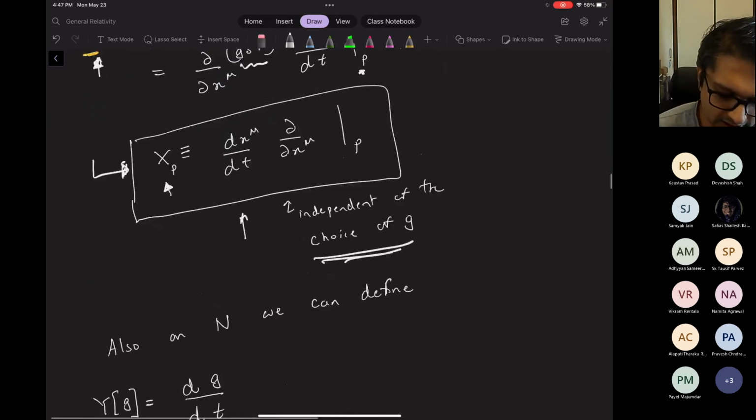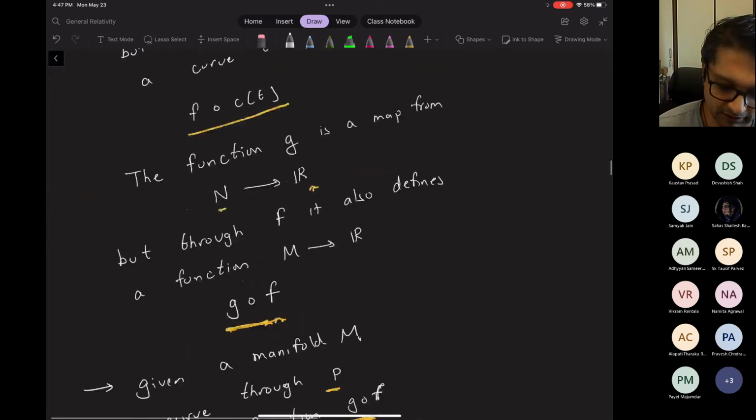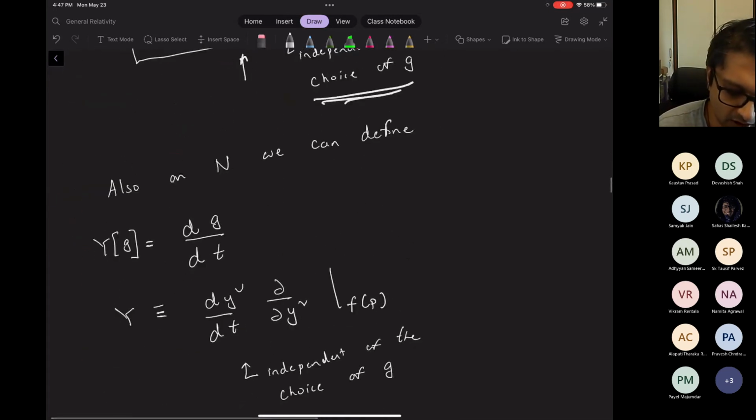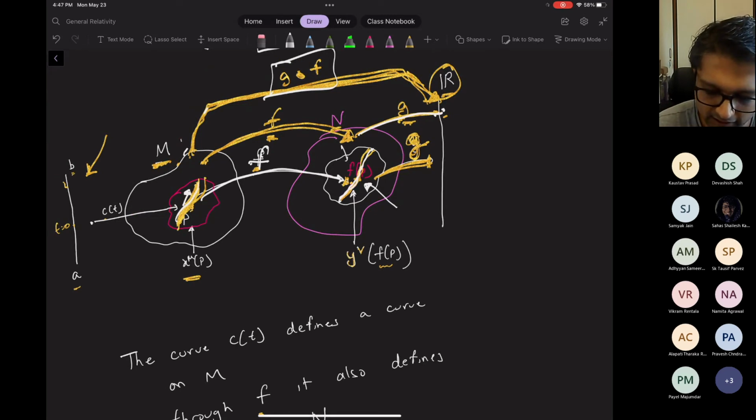Now we're going to construct a corresponding tangent vector at the point F of P. So what is this corresponding tangent vector? Well, on N we can define a tangent vector because now we have a curve on N. How did this curve get created? Once we created a curve on M, F induces a curve on N. So this curve gets mapped to a curve on N, and once we have a curve on N, this gives us a direction along which we can differentiate. And so this function G can be differentiated along this curve.